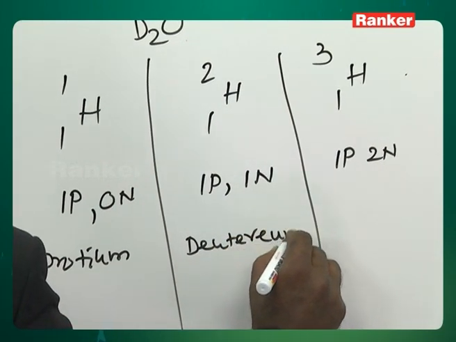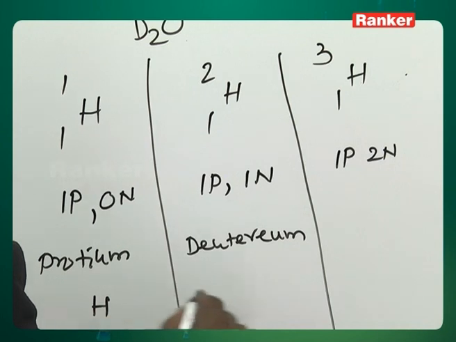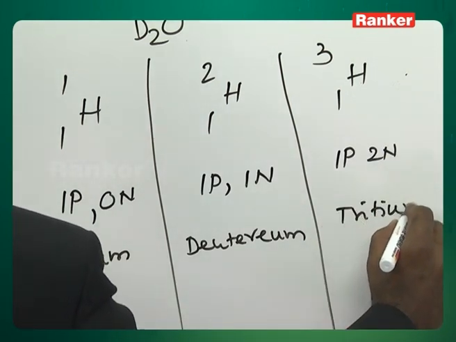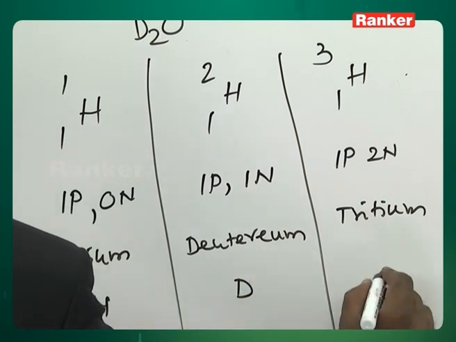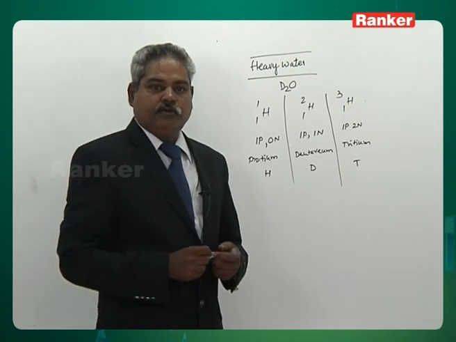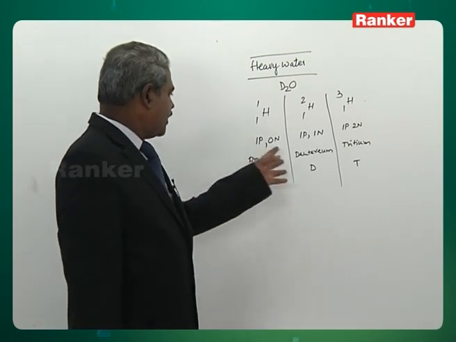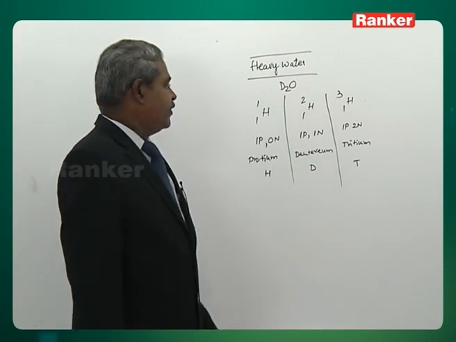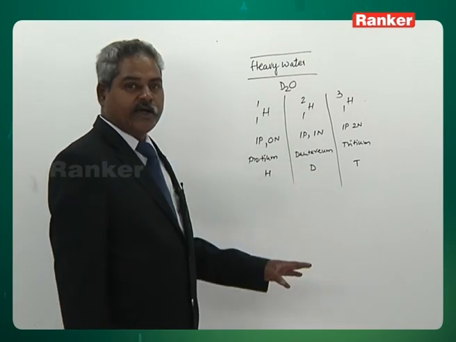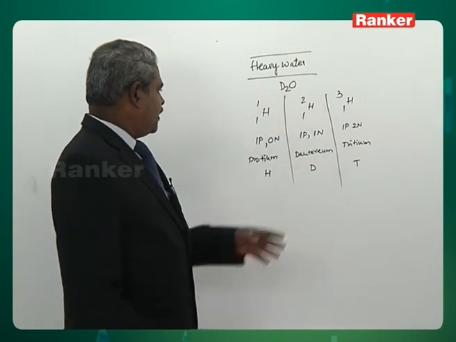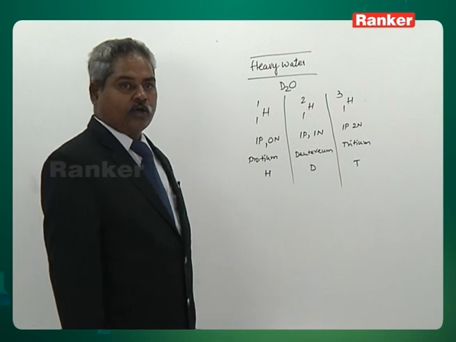Deuterium. This is called tritium. So, only the isotopes of hydrogen have different names. You can't expect every isotope everywhere to have a separate name. Protium, deuterium, tritium. So, it is heavy because it has one more neutron.